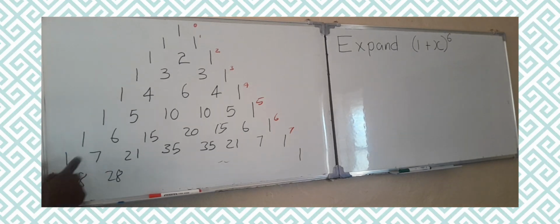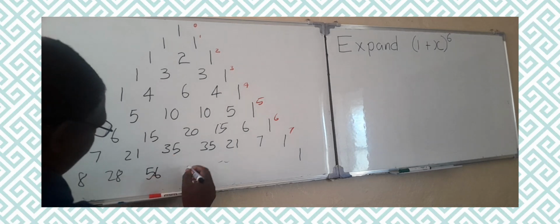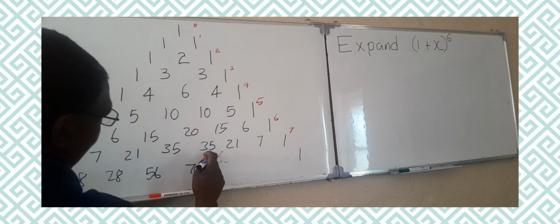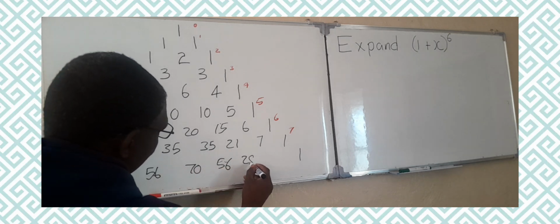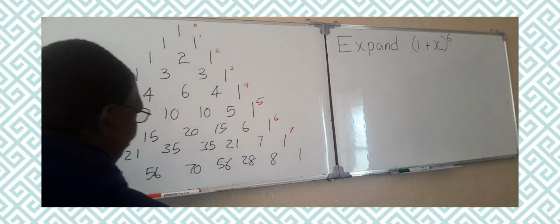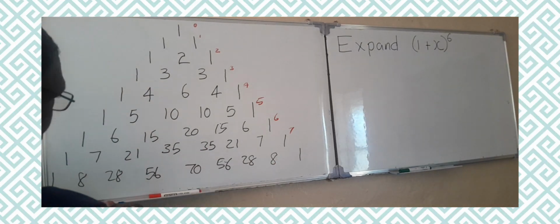So that was a 1 and a 7 to give us an 8. A 21 and a 7 give us 28. Here we get a 56. Here we get a 70. Here we get a 56 again. Here we get a 28. Here we get an 8. Okay, so now we end here. That gives us our base.